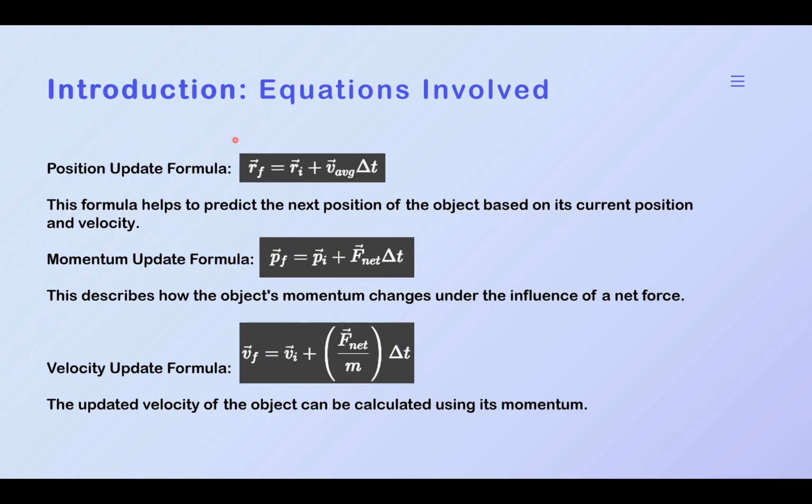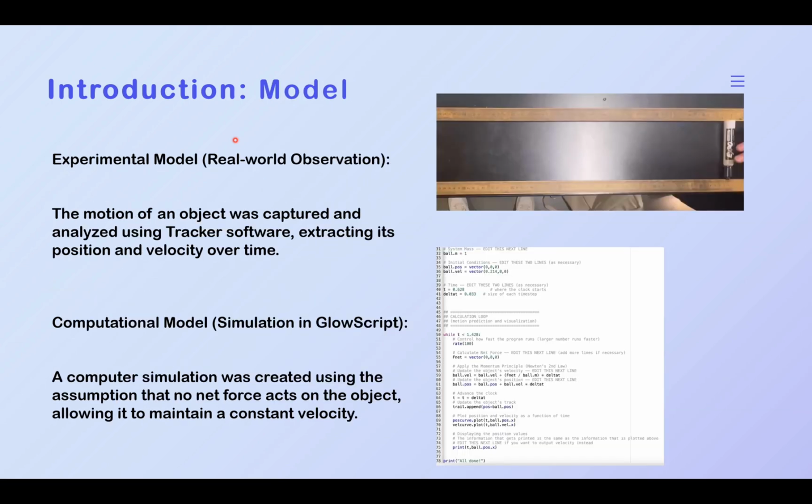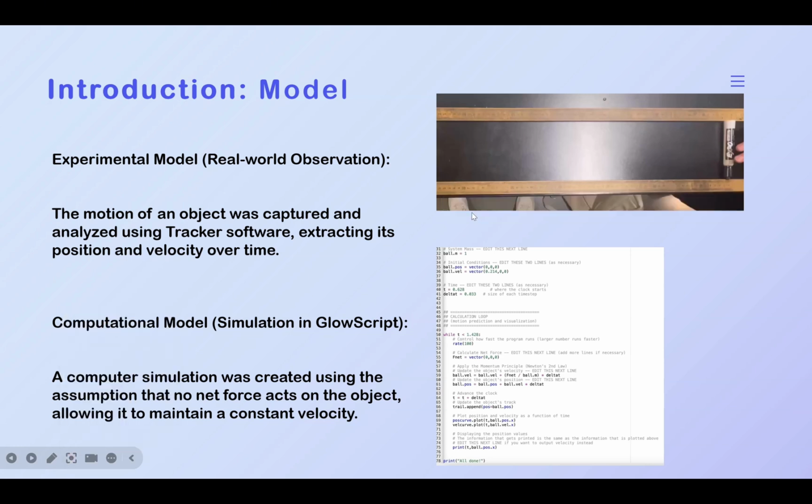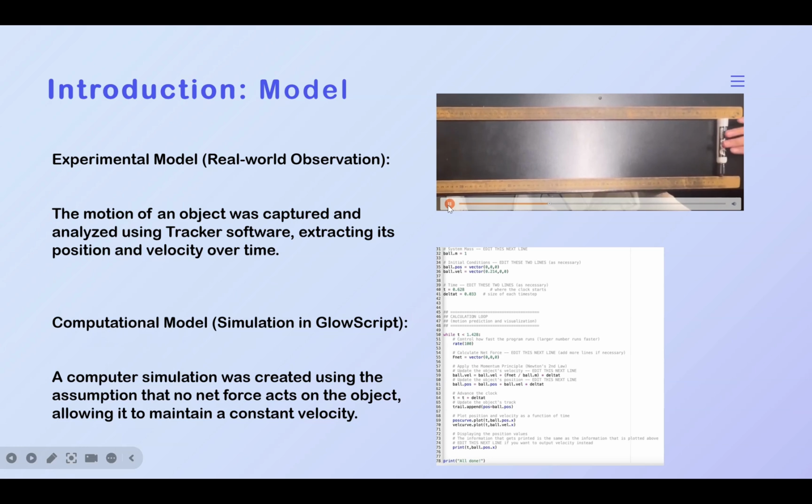Then about the models involved here, first is the experimental model, which is real-world observation. The motion of the object was captured and analyzed using Tracker software, extracting its position and velocity over time. So this is my video for the motion.